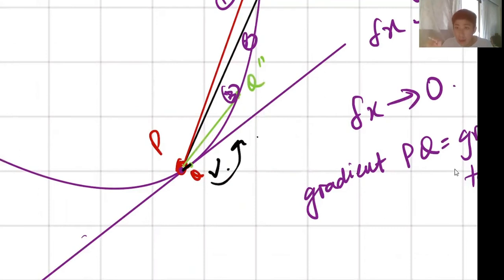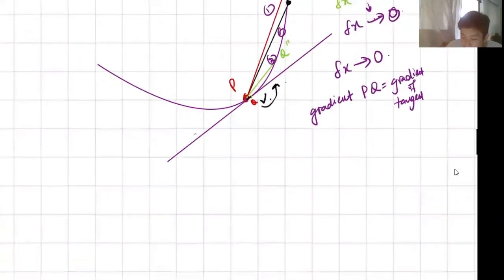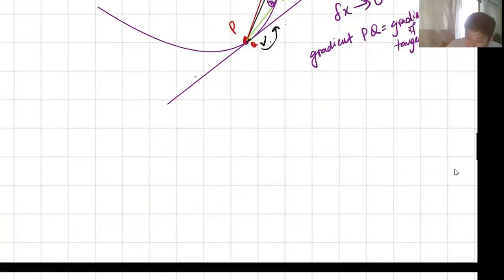So actually the idea of finding the gradient of the tangent is to find the gradient of PQ when delta x approaches 0. Approaching 0 means the Q is so close to P that when they form a line between them, that gradient is the same as the gradient of the tangent. I hope you listen to what I'm saying. So I'll try to write down.